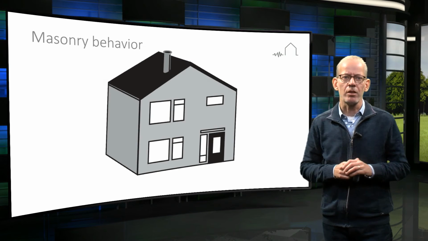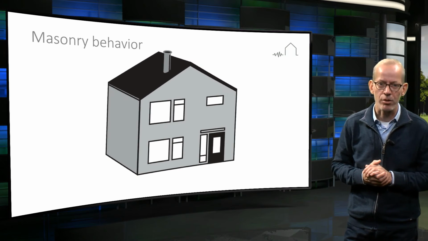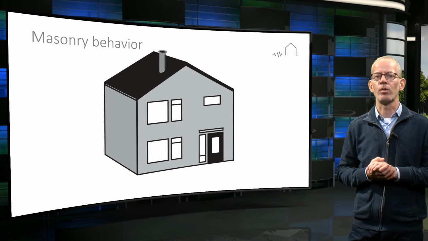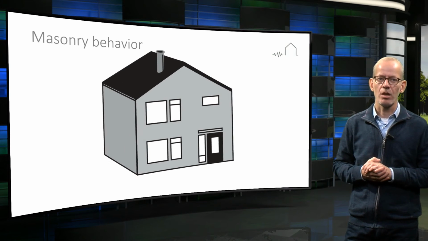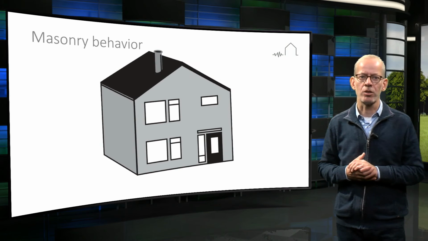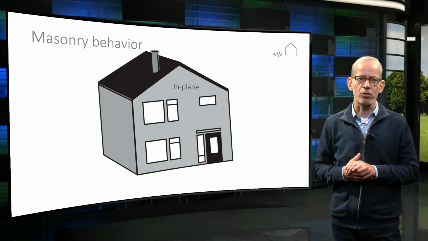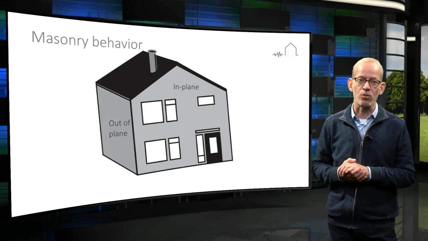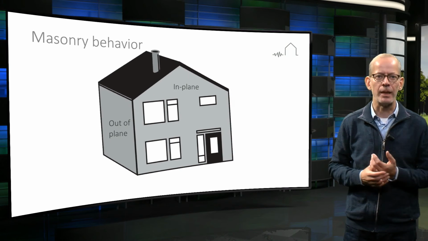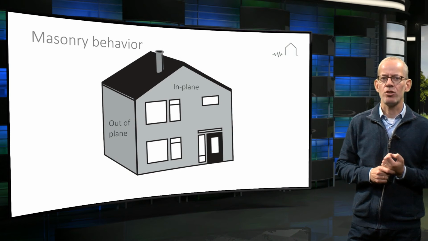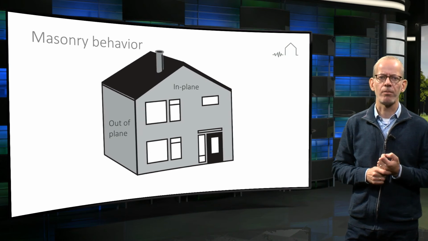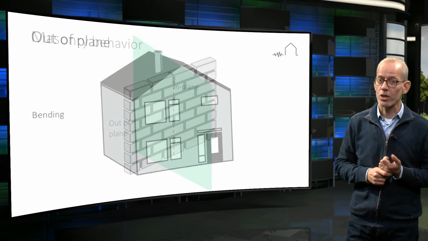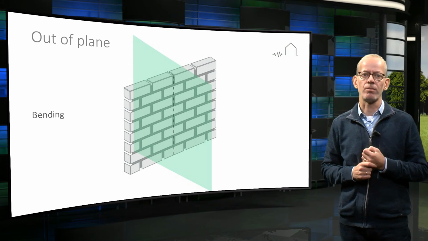In this animation, you can see both the cyclic character and the different directions of deformations. With the earthquake in the animation, the front facade of the house is loaded in plane, while the left and right facades are loaded out of plane. Let's look at these deformations in closer detail. Firstly, we have out-of-plane deformation.